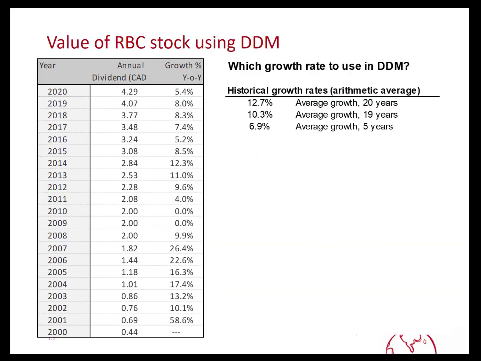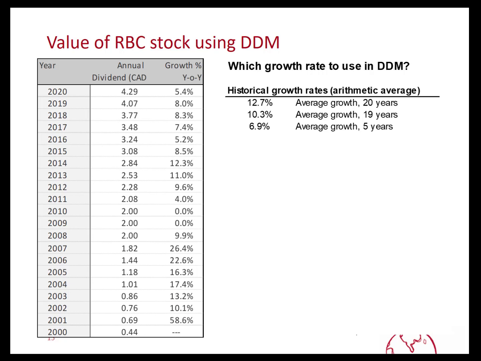Let's take a look at RBC's dividends from 2000 to 2020, a 20-year period. You can see they started at 44 cents back in 2000. That's dividend per share over 1 year. And they've grown to $4.29 in last year, 2020. Looking at the growth from one period to another, back in 2001 the dividend jumped by 58.6%, a very large increase.